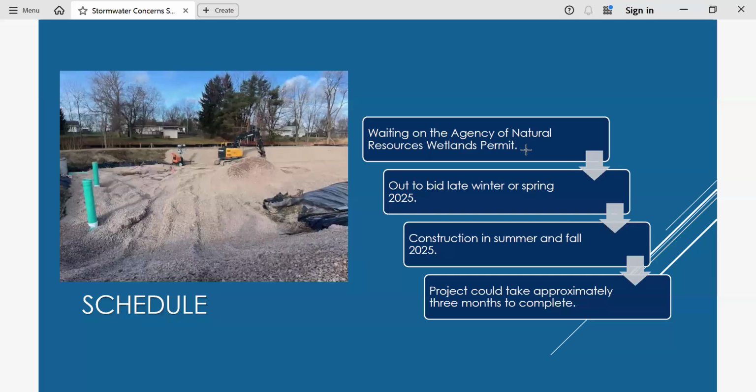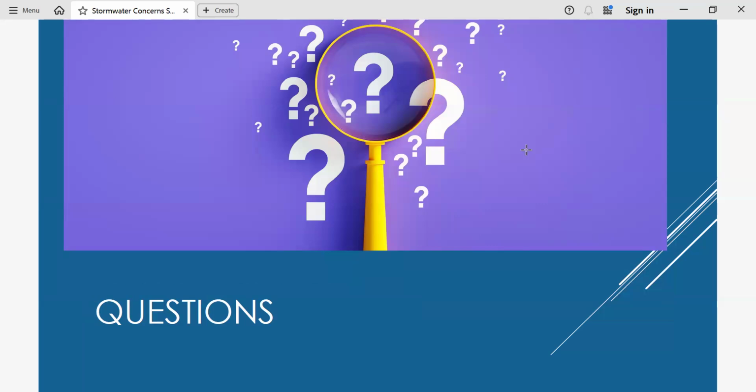As far as schedule goes, Jason, correct me if I'm wrong, but I think the only permit we're waiting on right now is the A&R wetlands permit. Yep, and once we get that, then we'll be ready to get this out to bid. We're hoping that we get it soon so that we can get out to bid and get construction done this year. I'm just making a guess that this thing will probably take maybe 3 months to build, plus or minus. So you'll see a lot of us out there during this time. And I think that's the last that I had to talk about. So I'm open to questions.